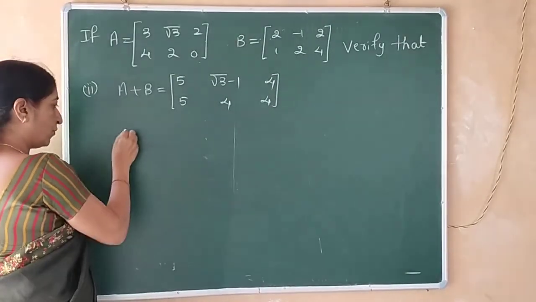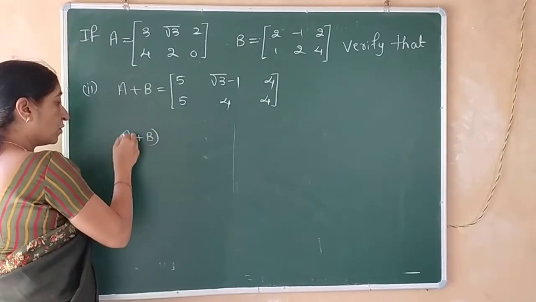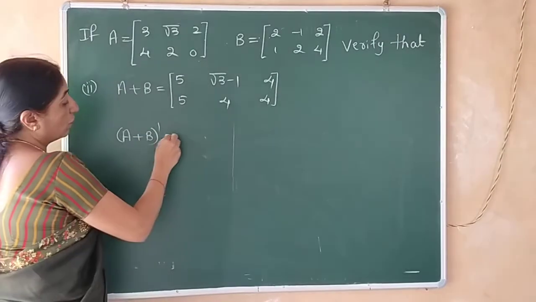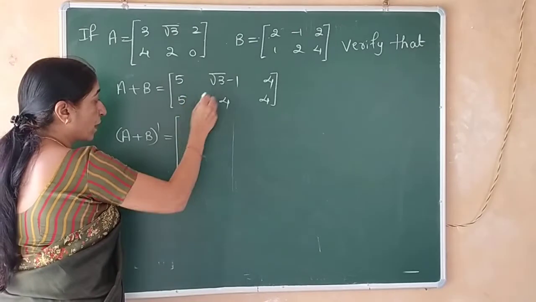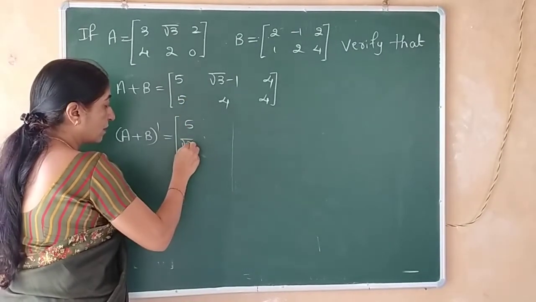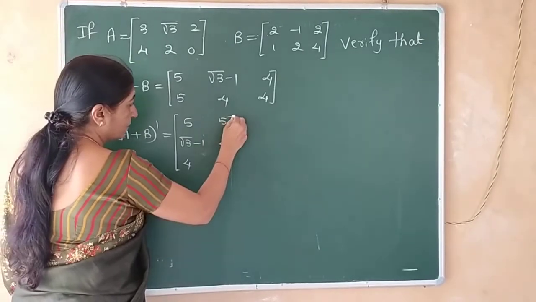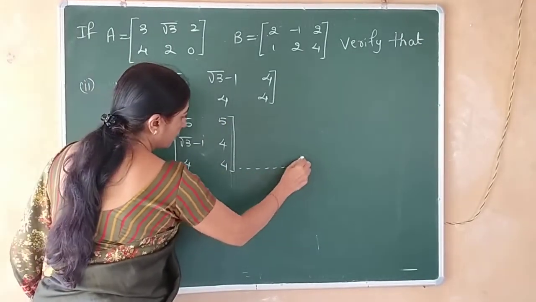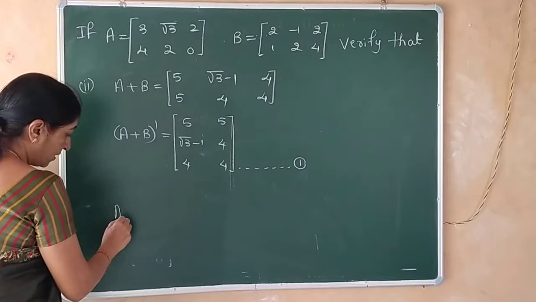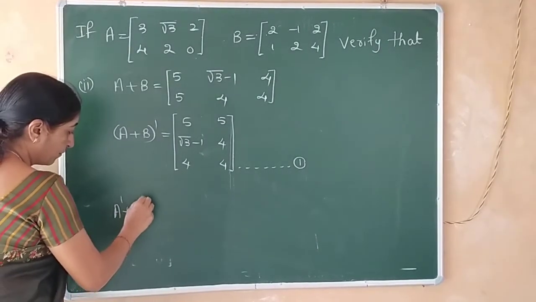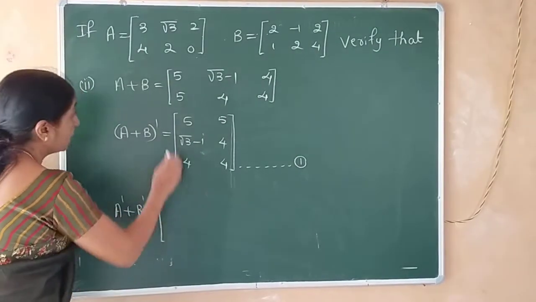This is A plus B. Now I am writing A plus B whole transpose. So that means we are changing rows as columns, columns as rows. So this is equation 1. Then we are writing A transpose plus B transpose. First, only write down the transposes.